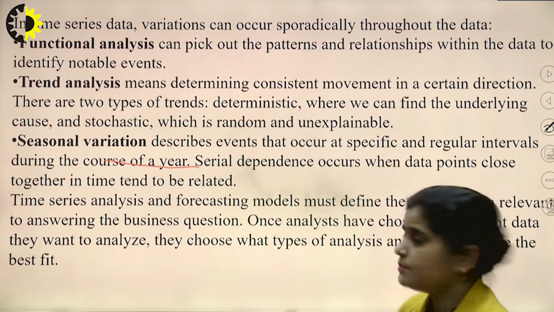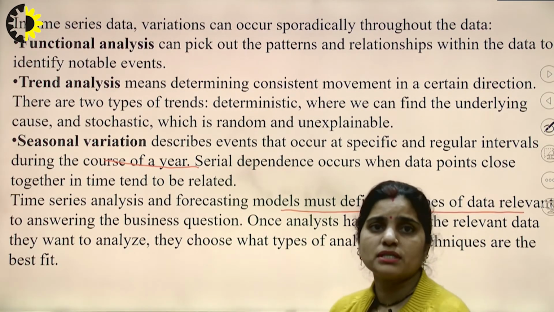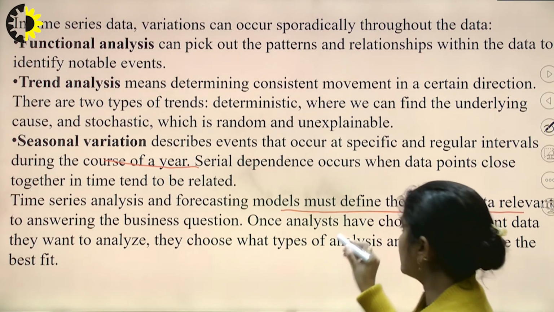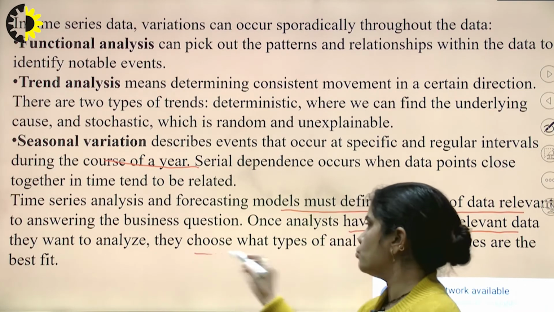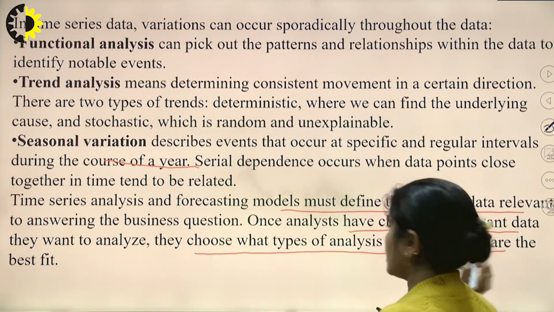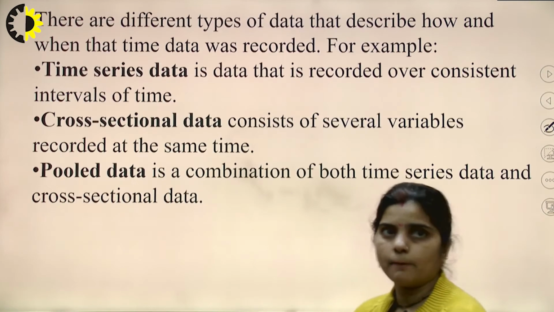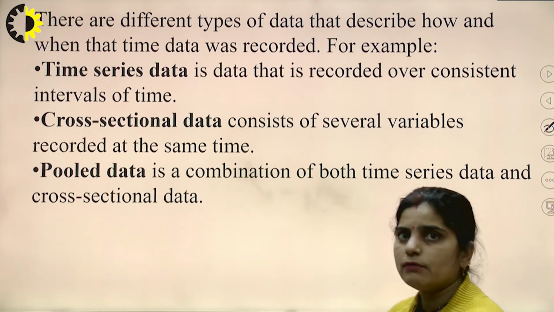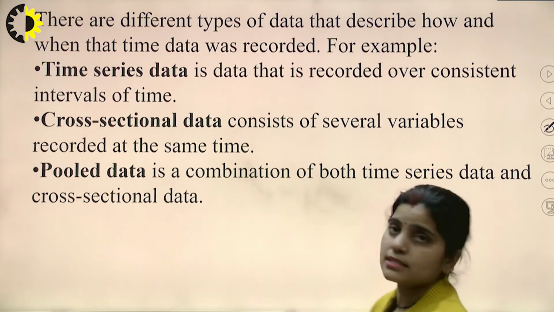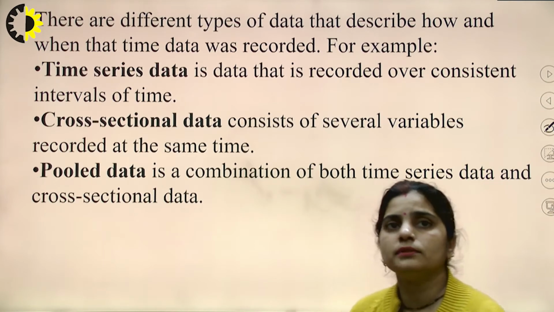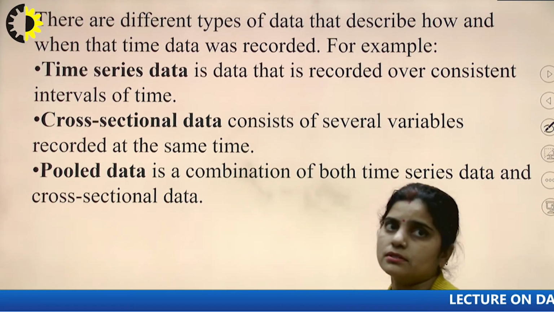So, time series analysis and forecasting models must define the types of data which are relevant to answer the business questions, and once the analysts have chosen the relevant data that they want to analyze, then they can choose what type of analysis and what type of techniques are going to best fit that particular data. There are different types of data that describe how and when that time data was recorded. First one is time series data, which is already discussed, the data which is recorded over a consistent interval of time.